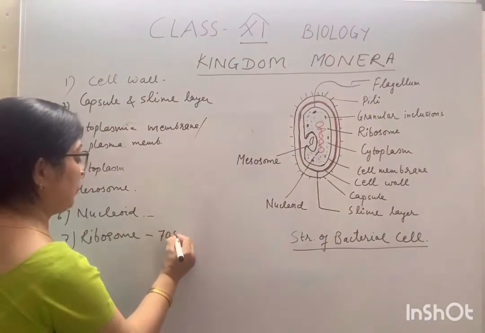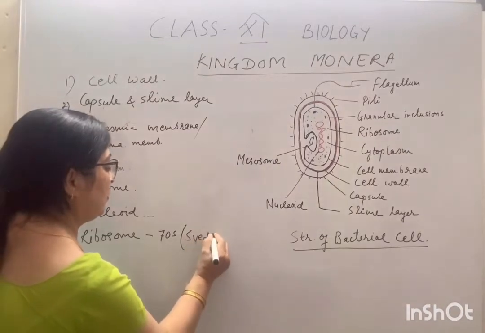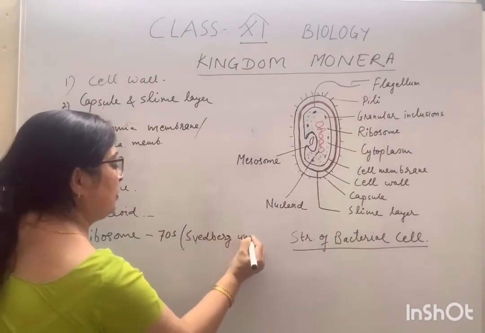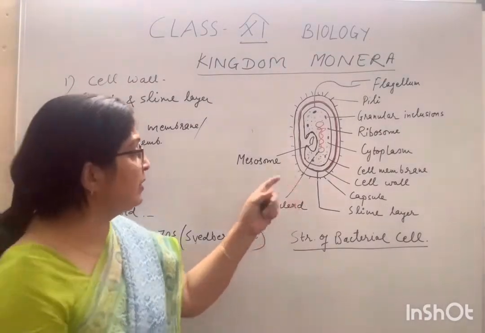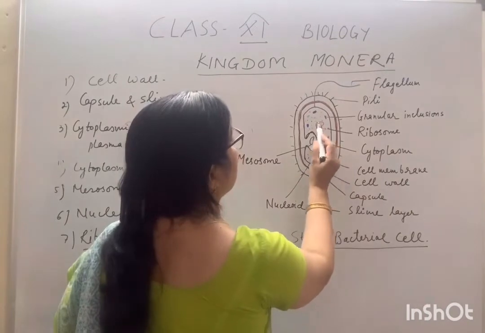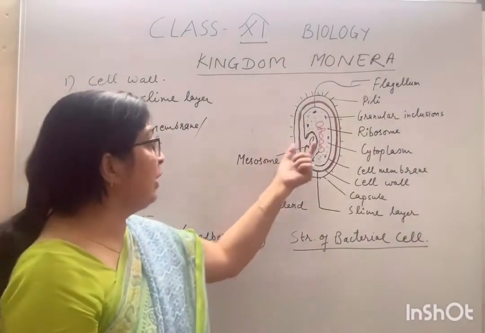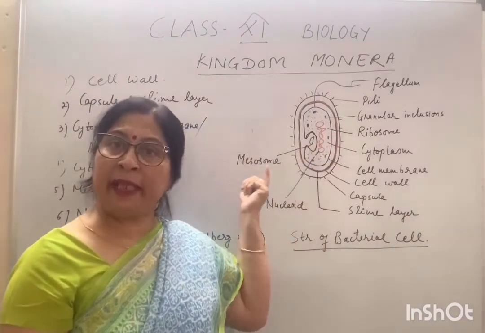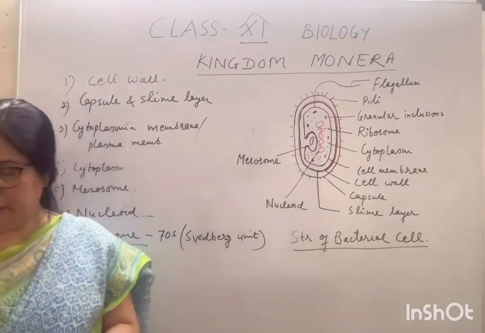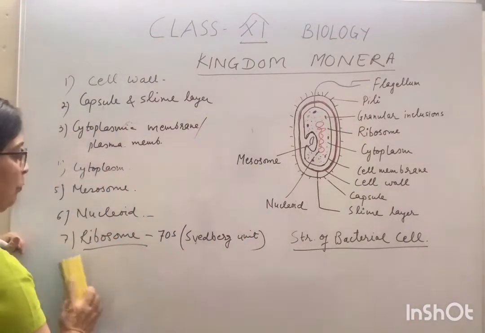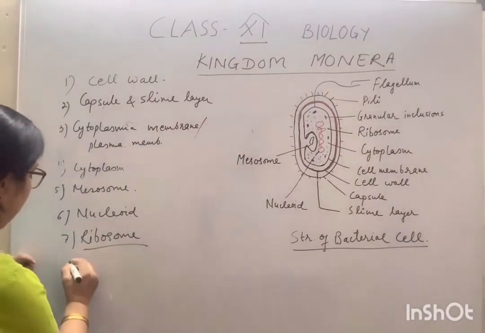70S ribosomes are present. What is S? S is Svedberg unit. So this ribosome, it is granular. You can see here the ribosomes. These are granular structures, rounded, and it helps in protein synthesis. Ribosomes help in protein synthesis. Next, come to pili. Next is pili.